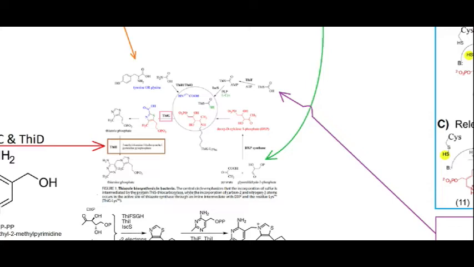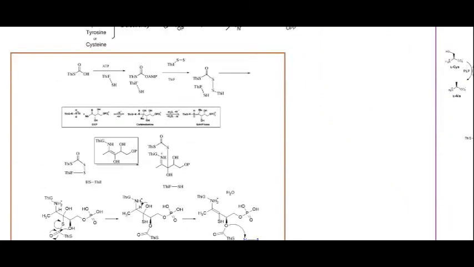And over here we got our DXP from our DXP synthase. So these will all be brought together here using THIG, and that will be this mechanism down here. So the first thing that happens actually, so up here is just a little reminder of THII and THIS and THIF sort of handing things off to each other.